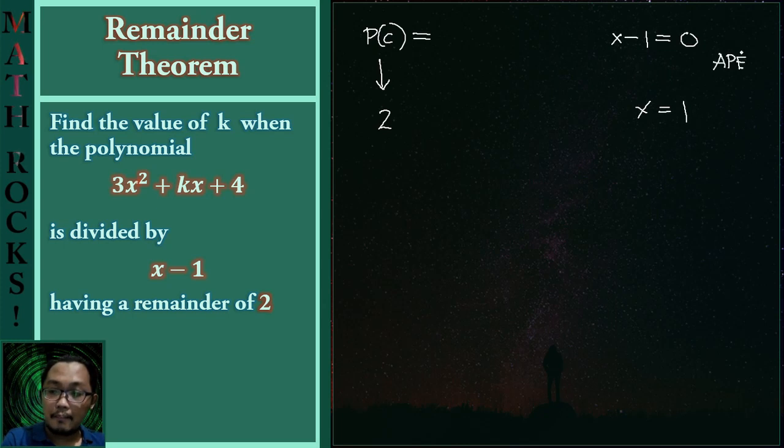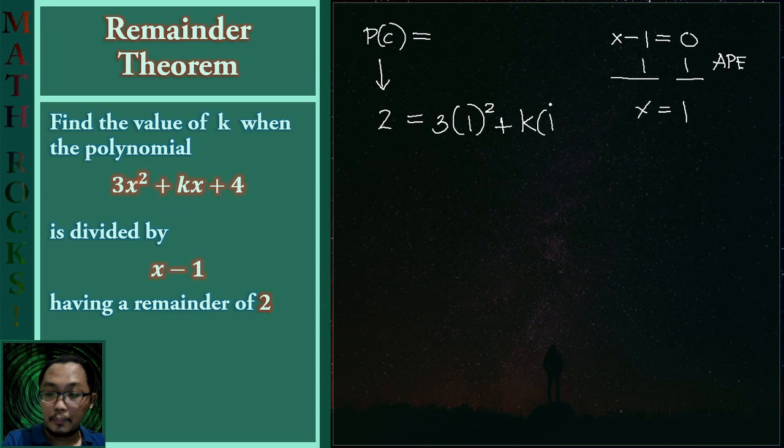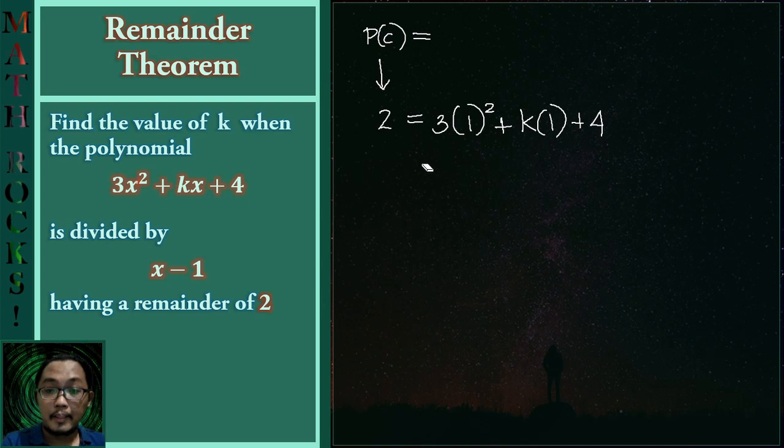To check, we apply the APE by adding a positive 1 to both sides of the equal sign. It gives us x equals 1. Therefore, we only need to change all the x's here with a positive 1. Notice that we have here the k, and since the x is equal to 1, this will be our resulting equation. We only need to simplify this equation for us to have the value of the k.